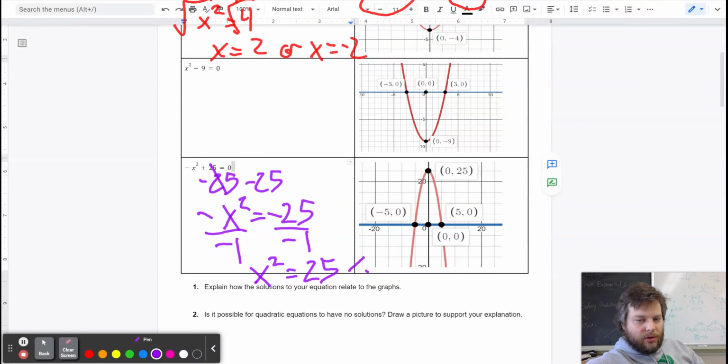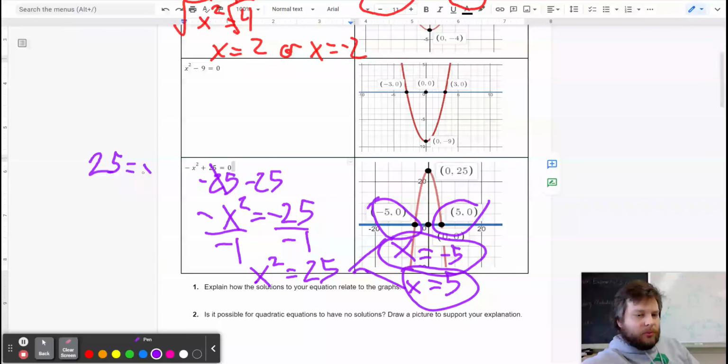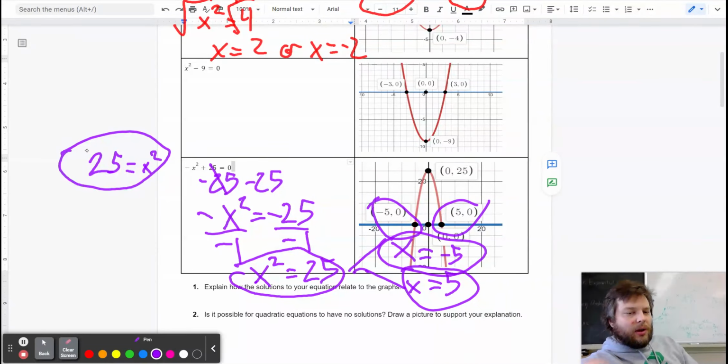Then I take the square root of 25 and I get x is equal to negative 5 and x is equal to positive 5. So again, the solutions are the x coordinates where the graph touches the line. And the other way I could have done this problem, by the way, is on my first step, I could have done plus x squared, and that would have left me with 25 equals x squared, which is the same as x squared equals 25. We're not doing inequalities, so you don't have to worry about what side your variable's on or anything. It's the same. X squared equals 25, and 25 equals x squared.